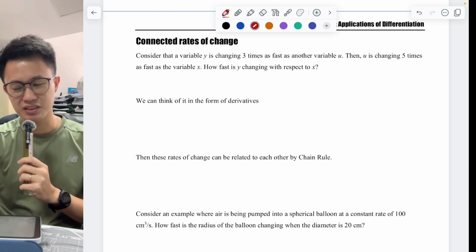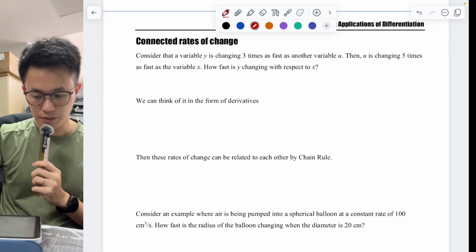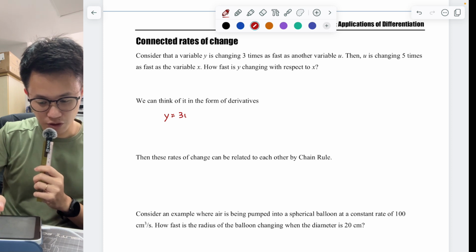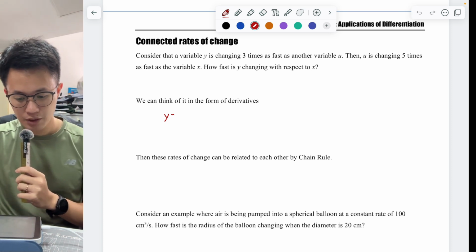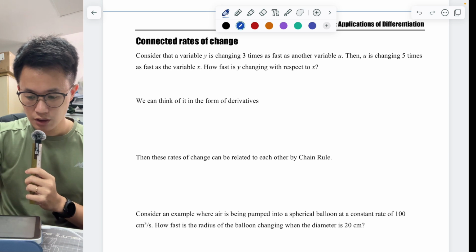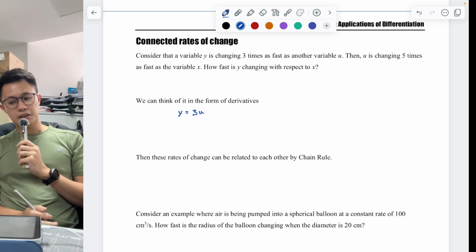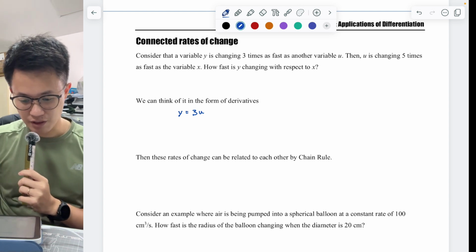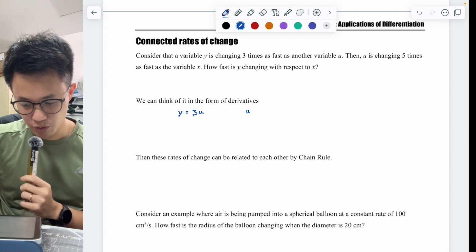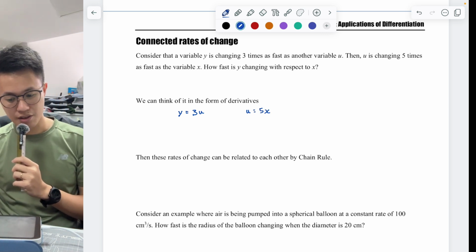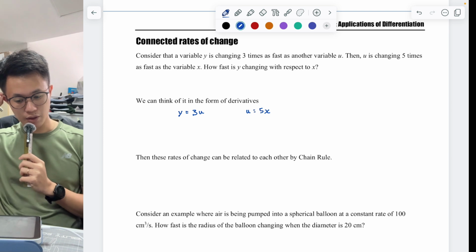Let's connect them in some sense. If y is changing 3 times as fast, I can write it as y equals 3u. Okay, y is 3 times u. And u is changing 5 times as fast as the variable x, so u equals 5x. How fast are they changing with respect to x?